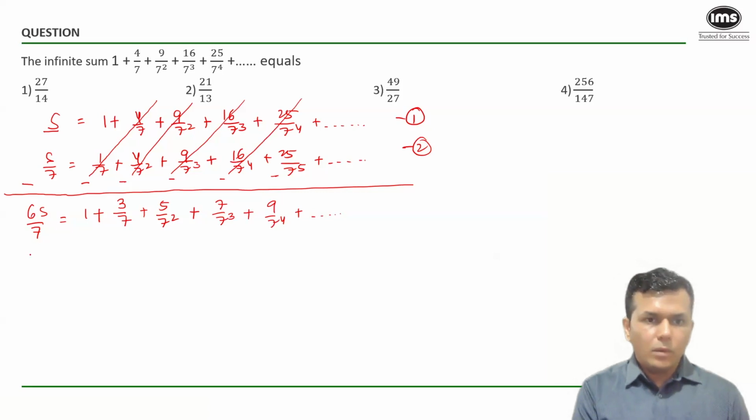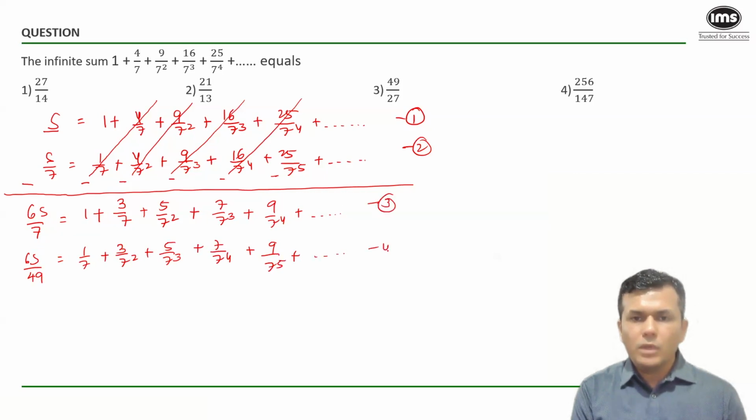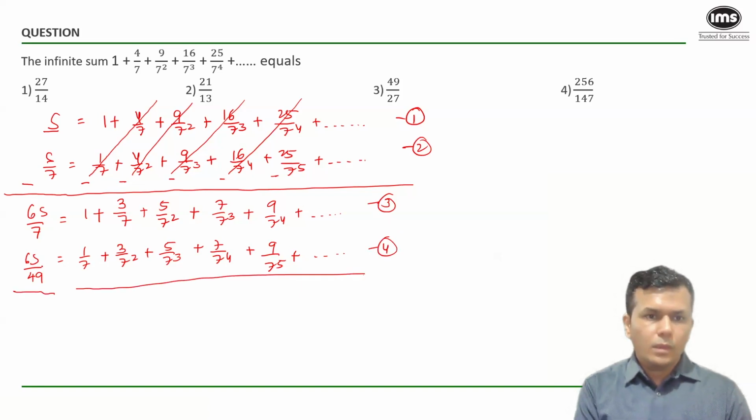So again, divide by 7 on both the sides. That is 6S upon 49 is equal to 1 by 7, 3 by 7 square, 5 by 7 cube, 7 by 7 raised to 4, 9 by 7 raised to 5, and so on. Now let us call it 3 and 4. Again, we are going to take a difference of 3 and 4, that is 3 minus 4. So what are we getting this time?